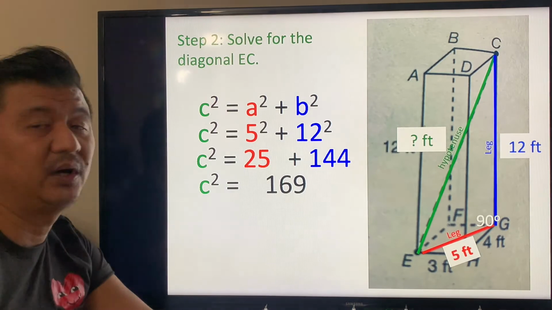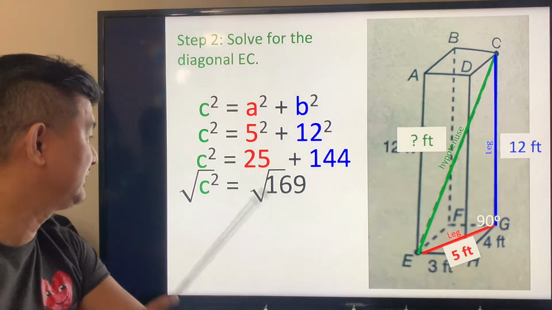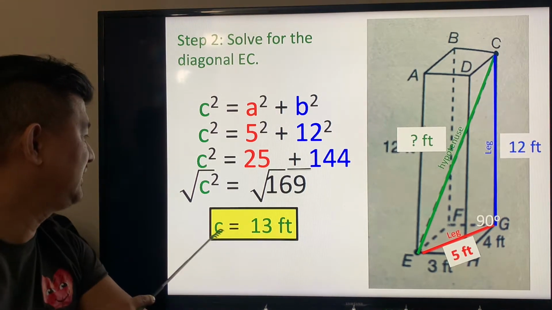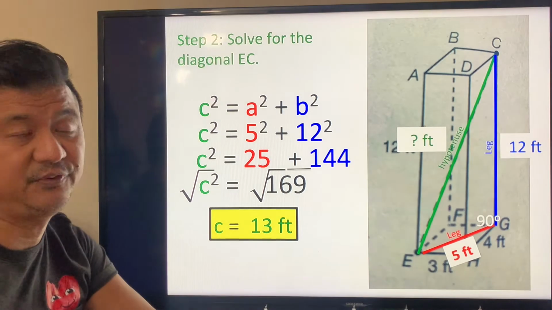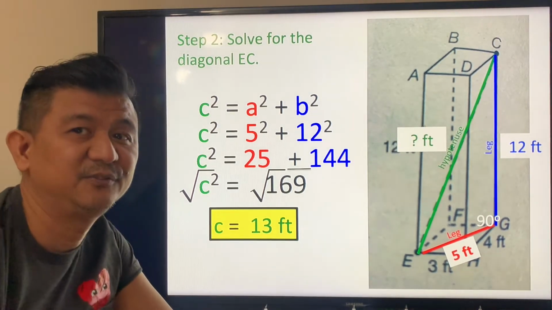Add them up, it is 169. Square root on the left, square root on the right. That cancels out. C is finally alone. And C is exactly 13 feet. So, this diagonal is 13 feet.